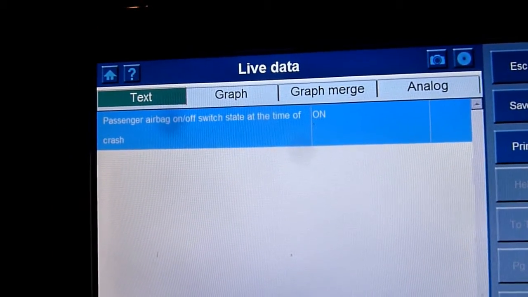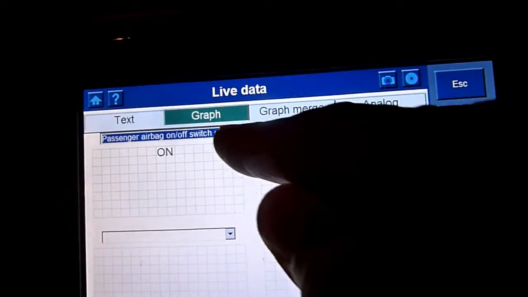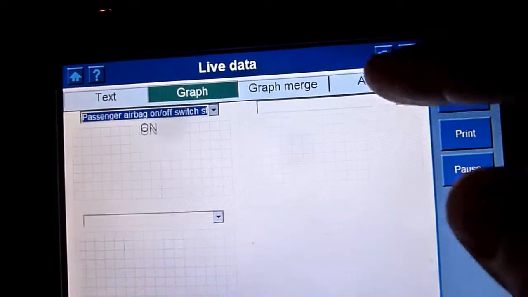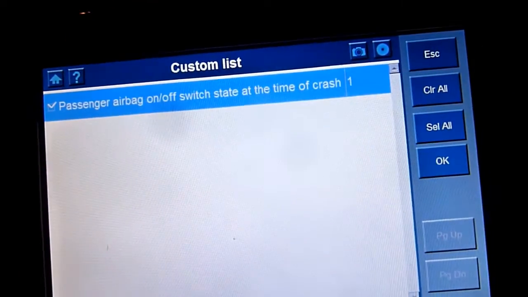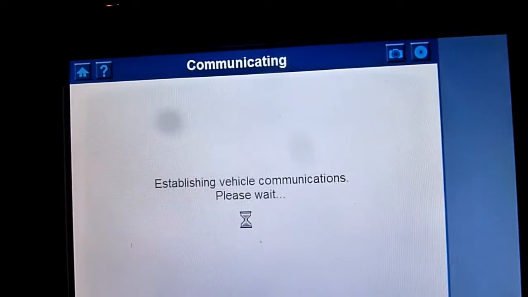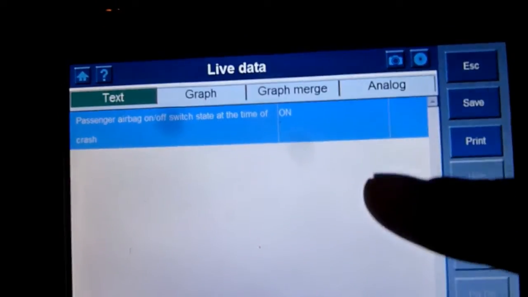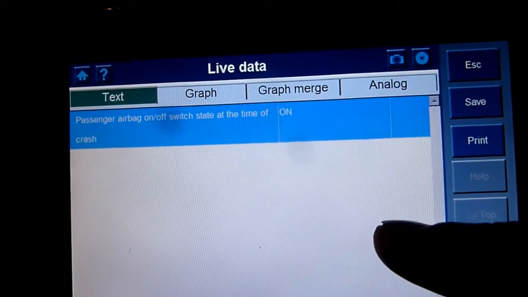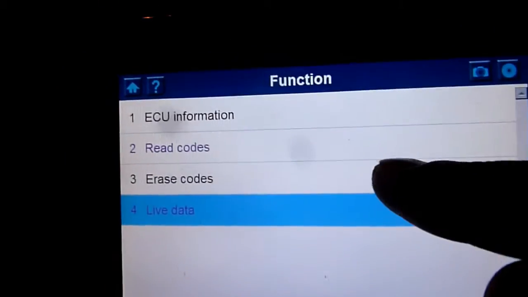Passenger airbag on off state at time of crash on, it's saying. See what this is, a complete list. Passenger airbag on off switch at time of crash. Thinks it's had a crash. On. Okay, right. Let's just clear it. That's one of the obvious things to do.